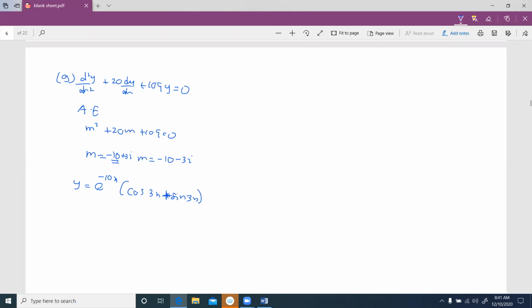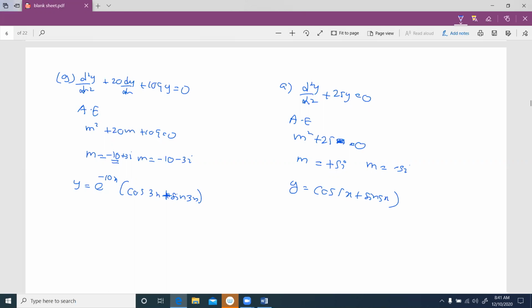Then I'll come up with part a, a different kind of equation, which turns up to d squared y by dx squared plus 25y equals 0. If you come up with the auxiliary equation for this, you get m squared plus 25, sorry, m squared plus 25 equals 0. So m equals plus 5i and m equals minus 5i. Therefore there is no real component, so straightforward you can write y equals cos 5x plus sin 5x.